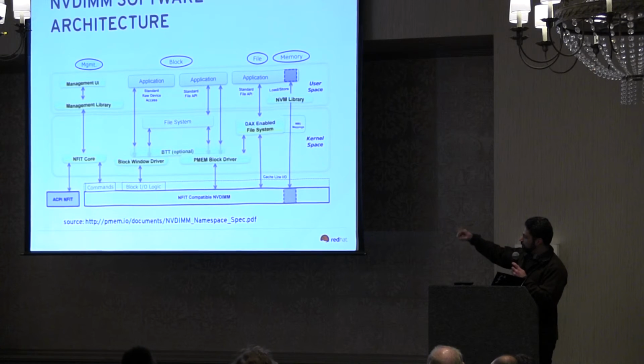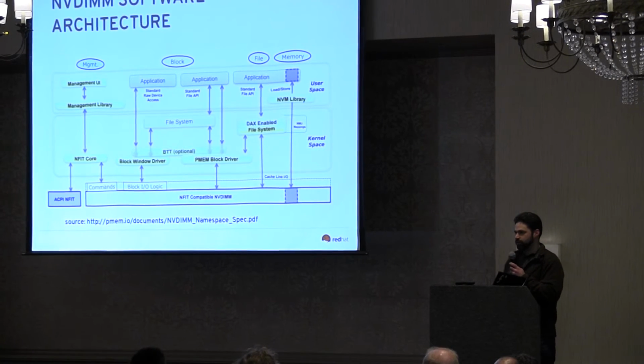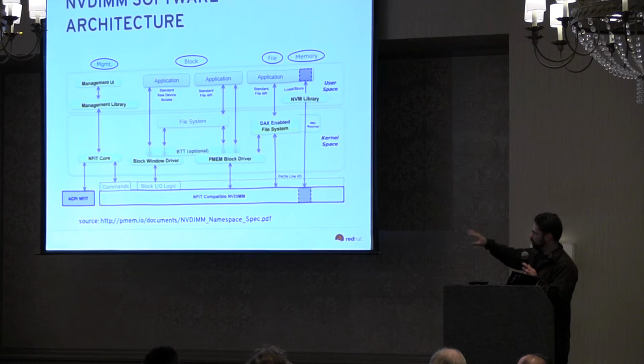On top of that, you have this NFIT core, which parses all of that. And tightly coupled to that are these drivers, the block window driver, the persistent memory block driver. Layered on top of them is this BTT that you just heard about. It's listed there as optional, but for legacy applications, I pretty much view this as mandatory, at least the way Linux deals with this. You really don't want to do raw persistent memory accesses through the block stack without the BTT, otherwise you're introducing new failure modes.